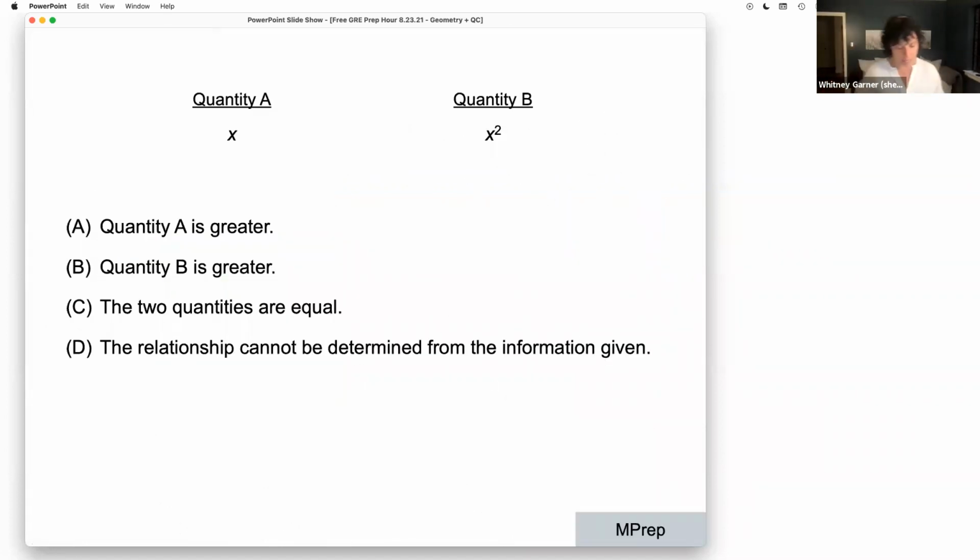So we're going to start with this idea of QC. So here's the deal with QC. QC will be the first, let's call it 6 to 8 questions that you'll see within each quant section. Now, QC always looks mostly the same. So it will always have 2 quantities, quantity A, quantity B. And the answer choices will always be the same. So answer choice A is where quantity A is greater. Answer choice B is where quantity B is greater. Answer choice C is when they're equal, and answer choice D is when we can't tell.